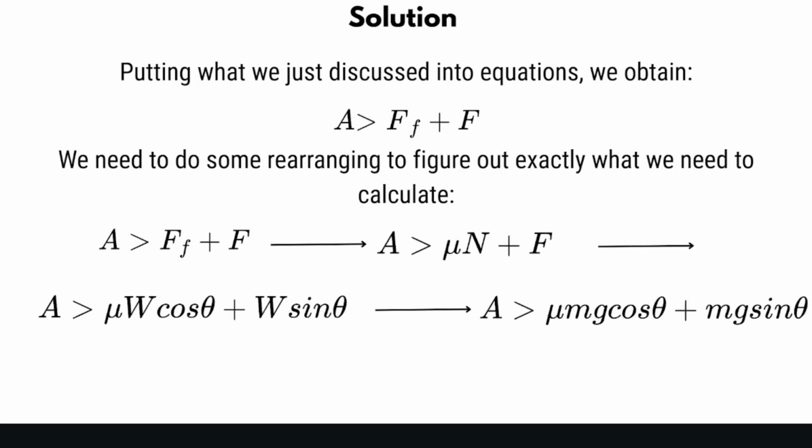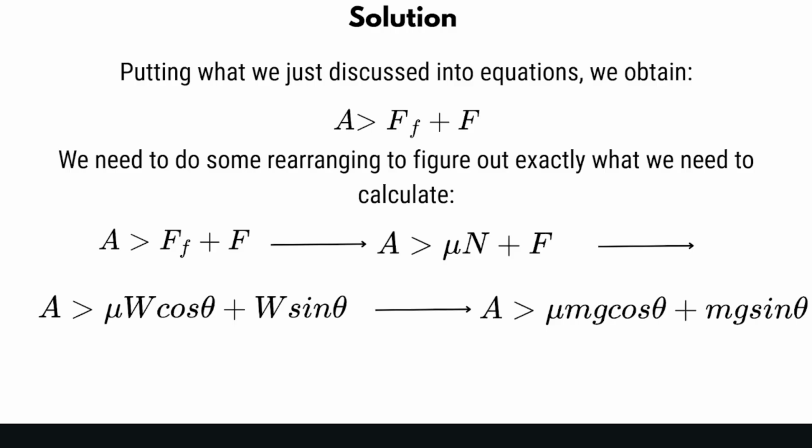Okay, so putting what we just discussed into equations, we obtain that the applied force is going to be greater than the force due to friction plus the other force that is a result of gravity. We need to do some rearranging to figure out exactly what we need to calculate. So A is greater than F of F plus F, and then we substitute. A is going to be greater than the friction coefficient times the normal force, because remember, that's what defines friction, plus F, which is the force due to gravity.